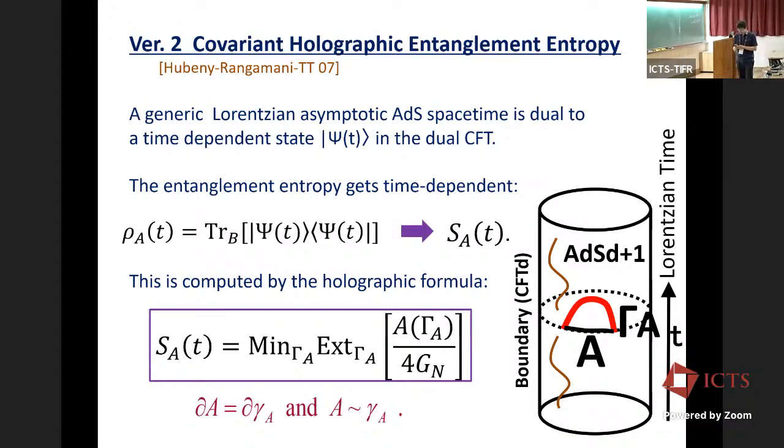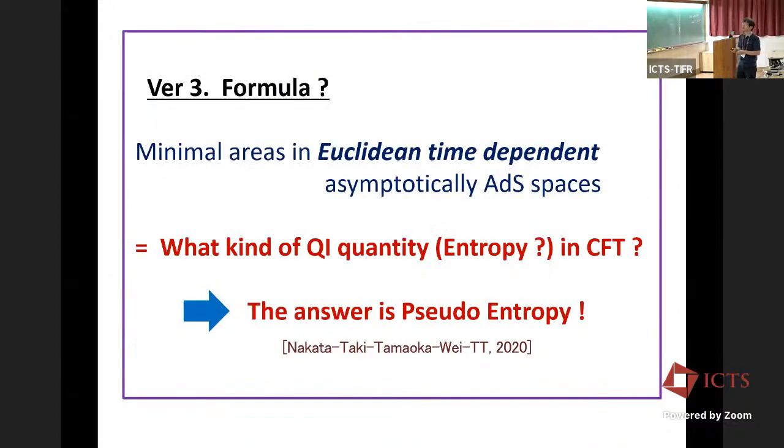So this is quite a standard story, but now we'd like to mention this version 3 formula. This is about the minimum area surface in Euclidean time-dependent asymptotically AdS spaces. So we talked about the Lorentzian time-dependent case, where quantum states are time-dependent, but in the Euclidean time-dependent case, we have a Euclidean path integral where the initial state and final state are different. This means some post-selection procedure. The initial state psi1 is different from the final state psi2.